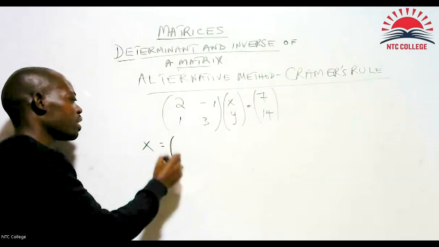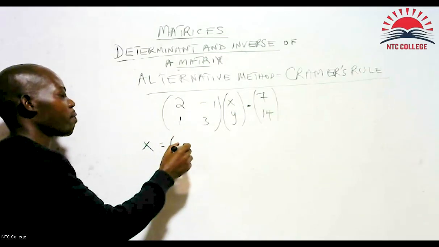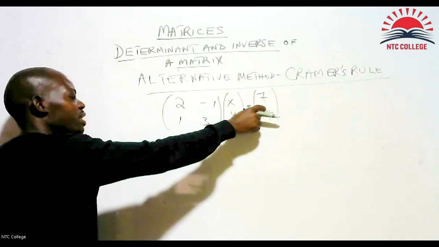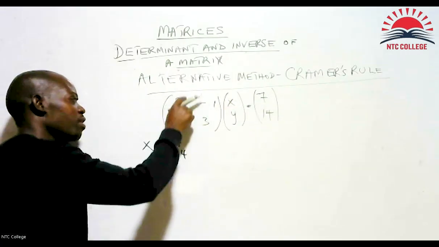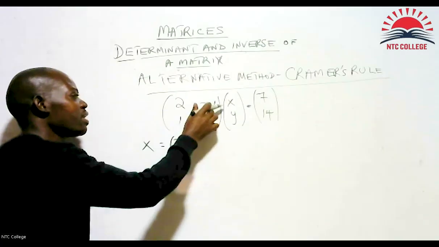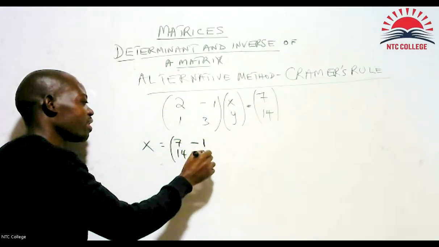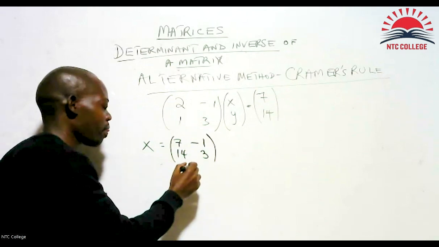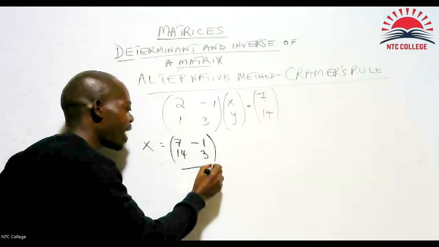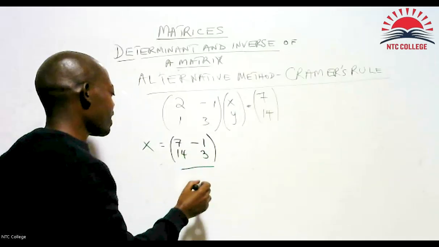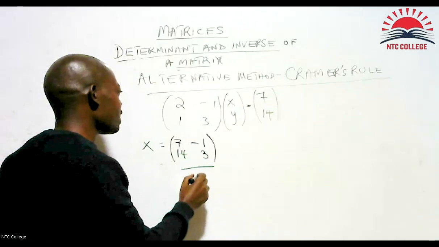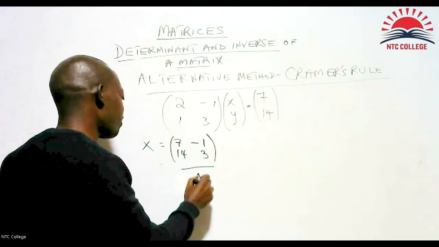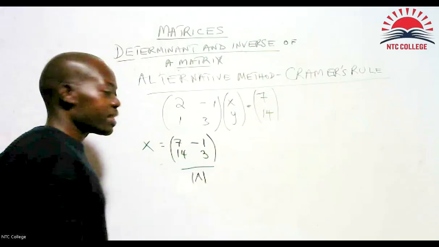That is, look at what I'm doing. X would be given by 7, 14. So this column vector, replace it with the first column. Retain the other column, -1, 3, bracket. Divide by the determinant. Let me just indicate the determinant. Let's assume it was matrix A. Divide by the determinant of the matrix A.